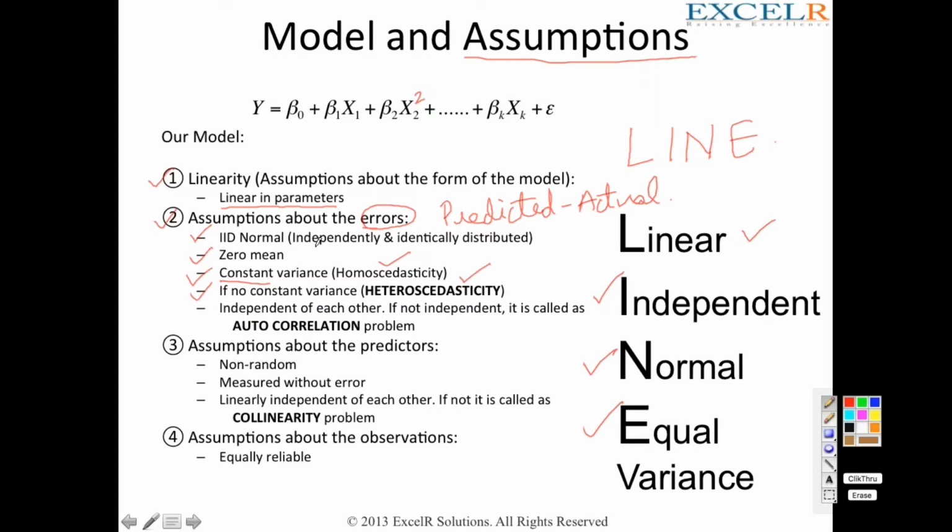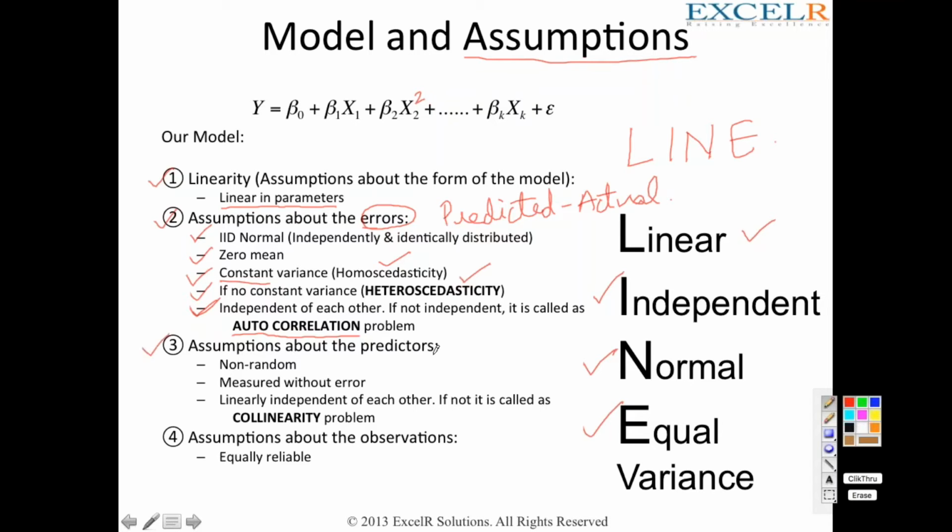And one more thing is, these errors should be independent of each other. If they are not independent, then there's a problem called autocorrelation. Guys, spend a lot of time on this slide and this recording. Go through it at least 20 times if you do not understand. This is the heart of your entire data analytics, because majority of the times you will have continuous output and then you use linear regression.